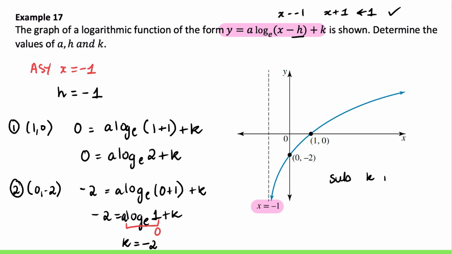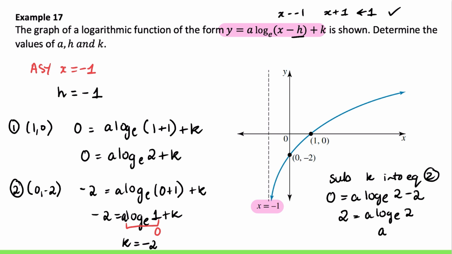So we'll sub k into equation 1. That'll be 0 equals a log e 2 minus 2. I'll take the 2 over, and then I'll just divide by log e 2. Okay, so those are our 3 values. h will be equal to negative 1, k will be equal to negative 2, and a will be equal to 2 on log e 2.